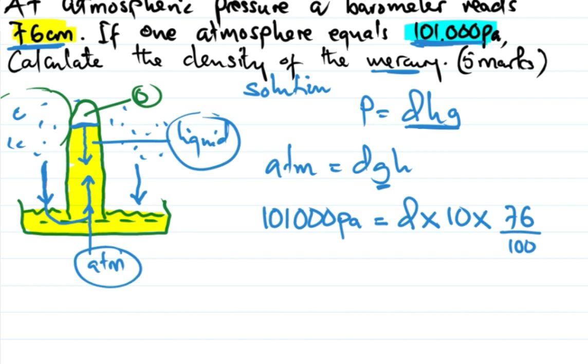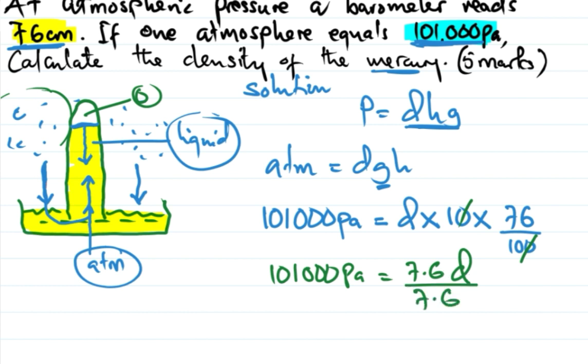So what will happen here, this zero will cancel with this zero. Now we have 101,000 pascals is equal to 7.6 times density, since 76 divided by 10 is 7.6. To find the density, we divide both sides by 7.6, so this one will cancel and the density will be 101,000 pascals divided by 7.6.